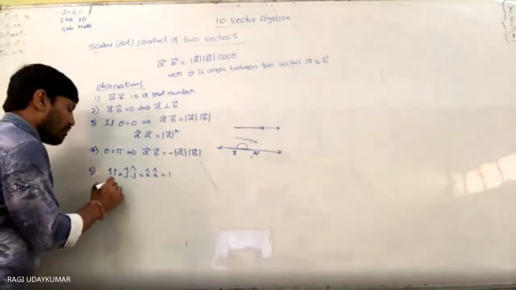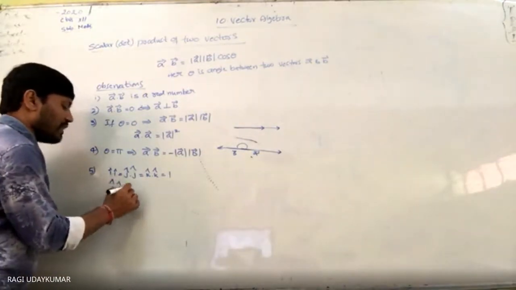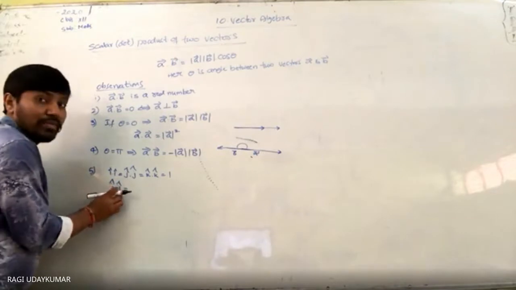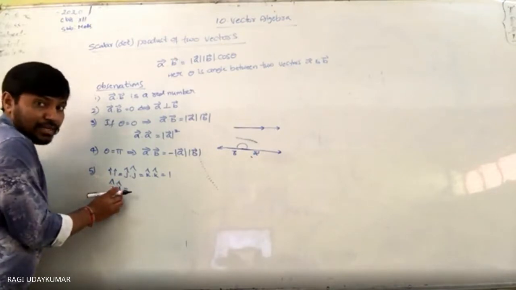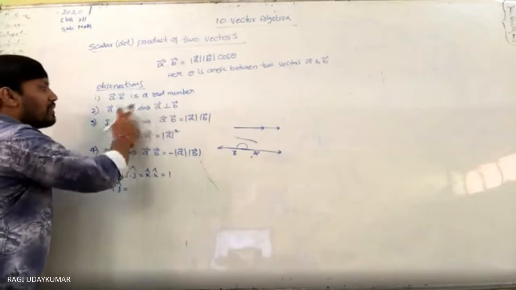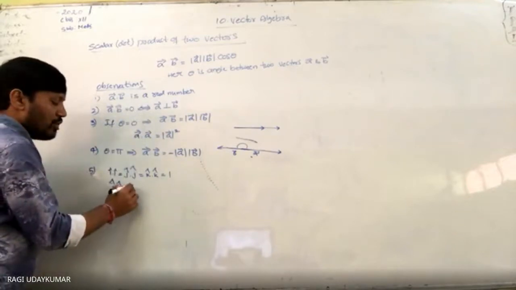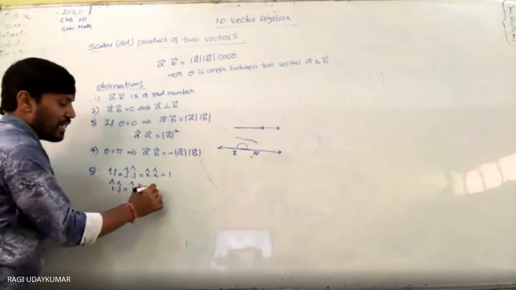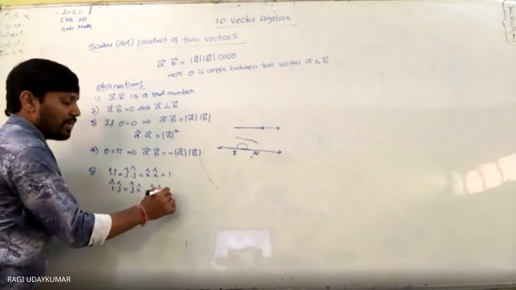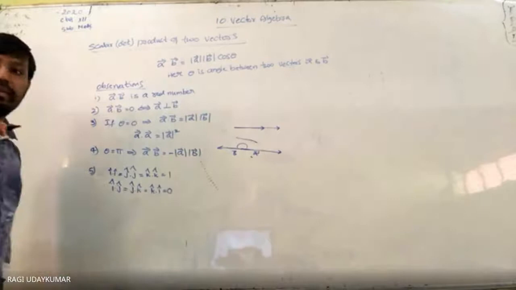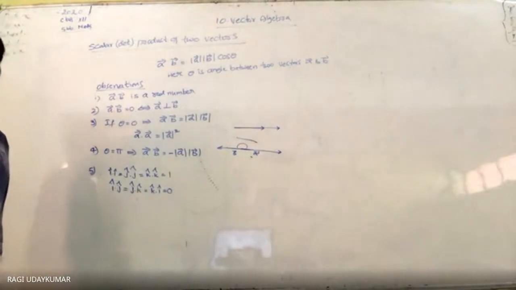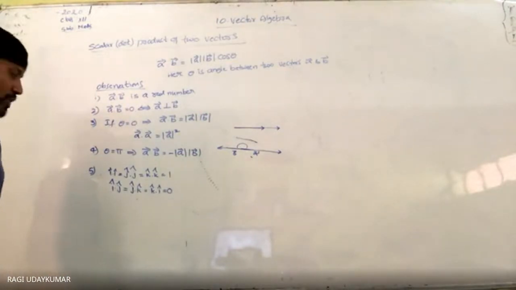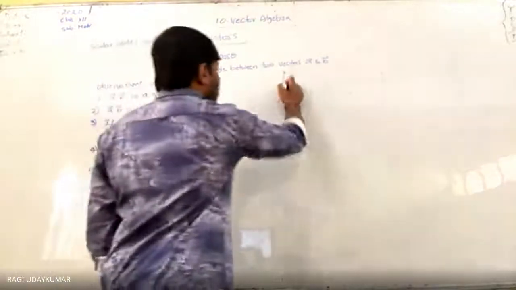And whenever you multiply the i vector with j, because these two are mutually perpendicular, their dot product will be equal to 0. Like that, j and k are also mutually perpendicular, and in the same way, k and i are also mutually perpendicular. Their dot products will be equal to 0. Did you understand here? So these are the main things.